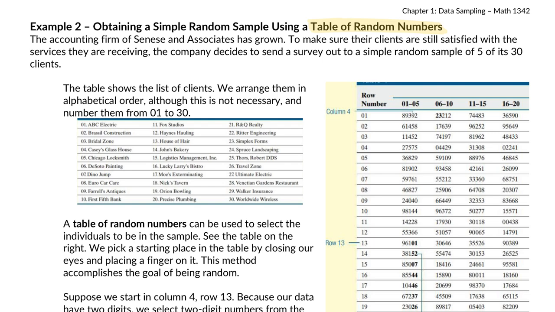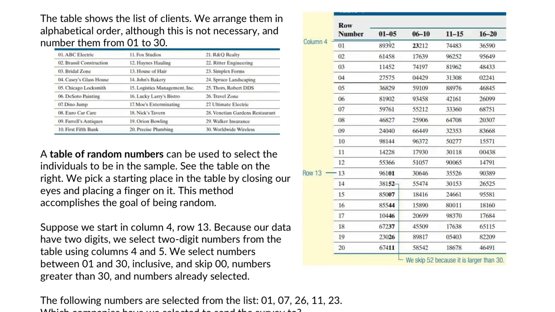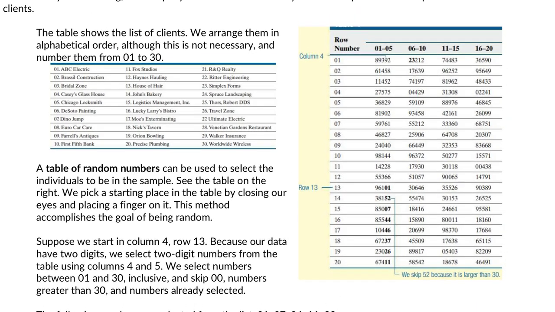Imagine doing what we did on the problem before this to choose 5 out of 30. It would take us a long time. So instead, what we can do is the following process. This one's already worked out for you. I'm just going to show you what happened. We took the list of clients and we numbered them from 01 to 30. So they're all the same number of digits: 01, 02, 03, all the way through 30.